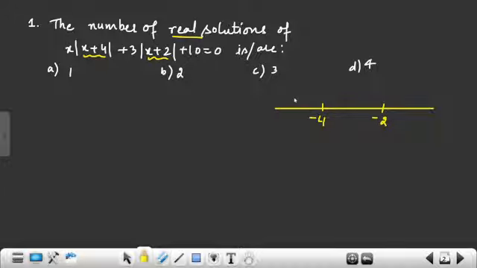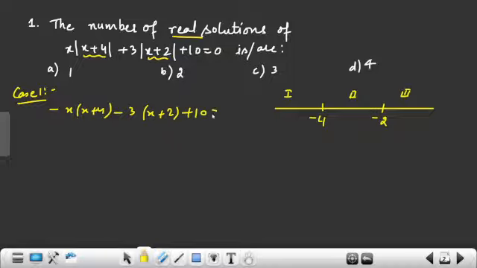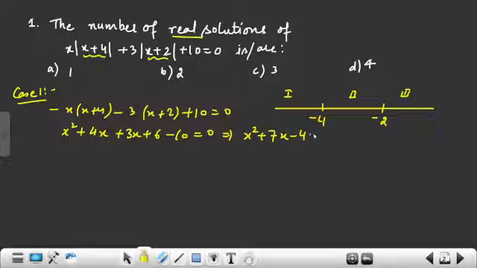Now three cases are there, case 1, case 2 and case 3. So we have to apply the three cases. First case, when the x value is less than minus 4, both will open in negative, right? So it is x plus 4 minus 3 times x plus 2 plus 10 equals 0. Now if I take minus common, it will be x square plus 4x plus 3x plus 6 minus 10 equals 0. So finally we are getting x square plus 7x minus 4 equals 0.